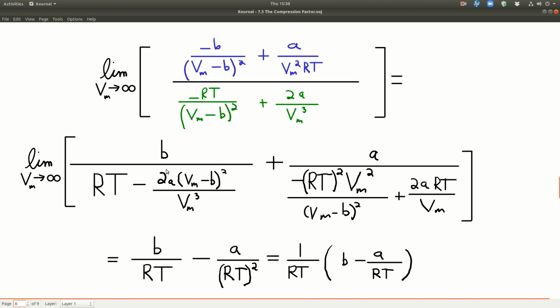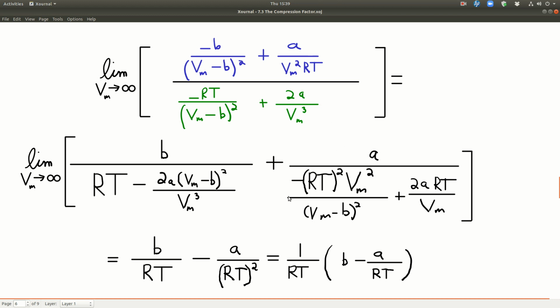And so what we're going to do down here is some more algebra first. I'm going to separate the terms. So this term over this whole denominator plus this term over this whole denominator. That's what this is right here. The molar volume minus b squared cancels here. We get b over RT minus, then the molar volume minus b squared appears here and there. And likewise over here with the a term.